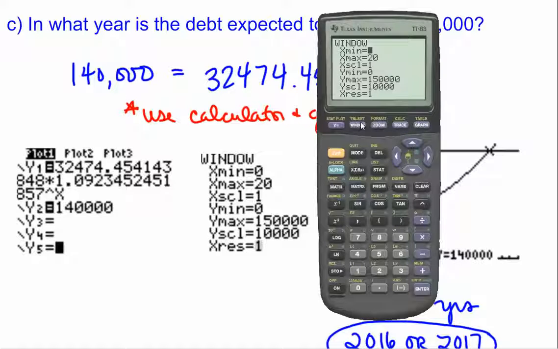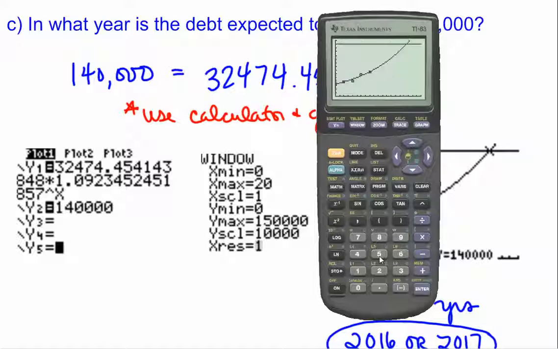Now I've changed my window because I'm thinking, well, maybe 20 years from 2000 it would be that much. And then for our y's, we want to go from 0 maybe up to 150,000, so at least we surpass this 140,000 a little bit. And then I take a look at my graph. So there's our original data, here's our model going through that data, and then we see a horizontal line for that 140,000. Our job is to figure out where they intersect here.